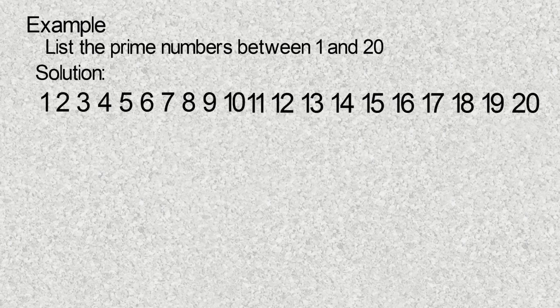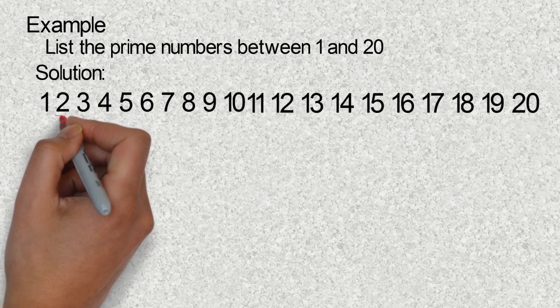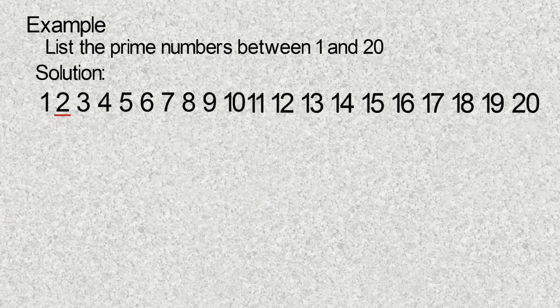2, what are the factors of 2? The factors of 2 are 1 and 2. It has 2 factors, so it's what? A prime number. So let's look at 3. 3 also is a prime number. We already did that. 4.